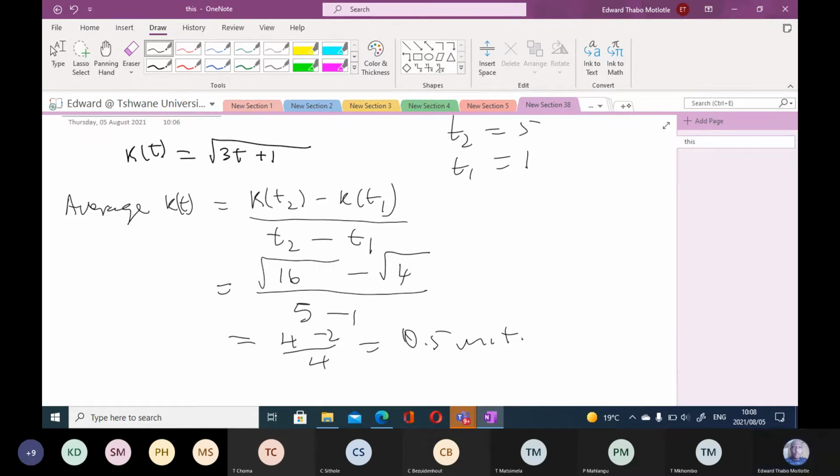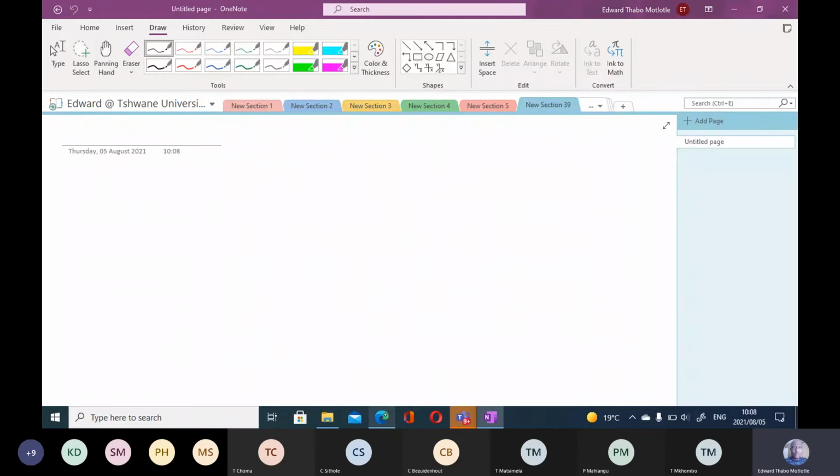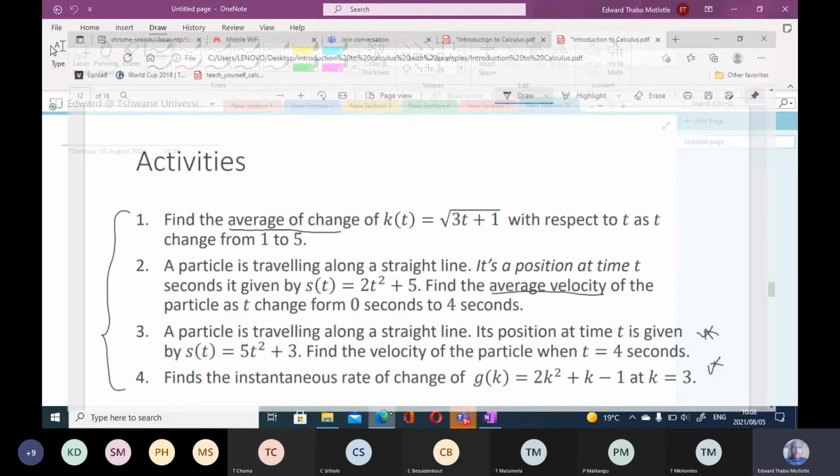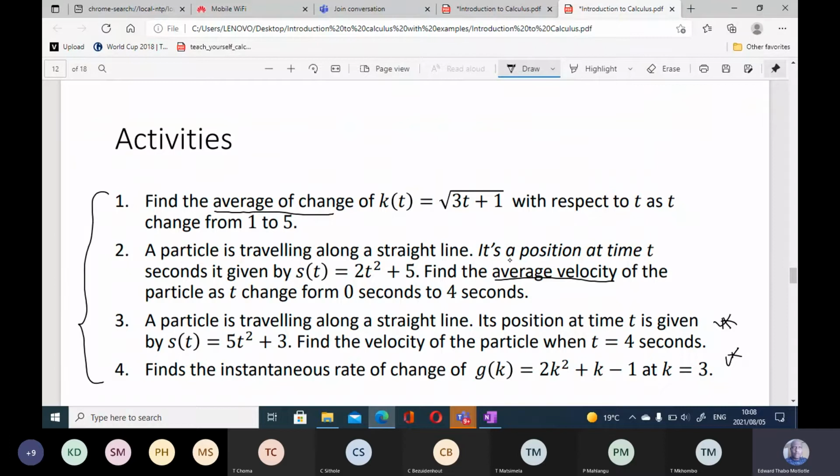Okay. So now the second one, they say a particle is traveling along a straight line. Its position at time t is given by s equals 2t plus 5. Find the average velocity of the particle as t changes from 0 seconds to 4 seconds. So you must be careful. This is s(t). So if it's s(t), this means it's different. It's not average.